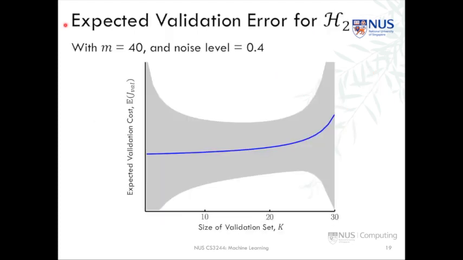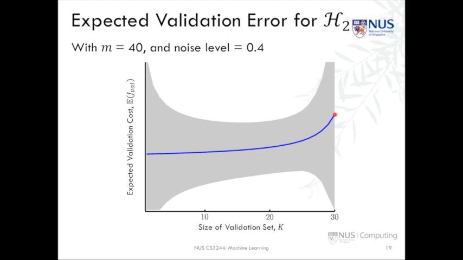Here, let's take a look at the expected validation error for the class of quadratic lines, where we have a total of 40 data points to estimate a 10th order polynomial with a significant amount of noise of 0.4. You can see how the blue line goes as we slide the validation set from 0 points, or a single pointwise estimate, all the way up to about size 30, where we're using 75% of the data for validation and only 10 points for model estimation. What's going on at both ends of this graph?